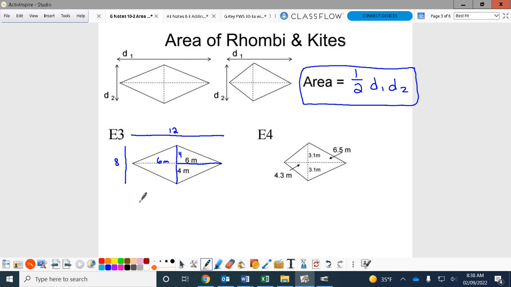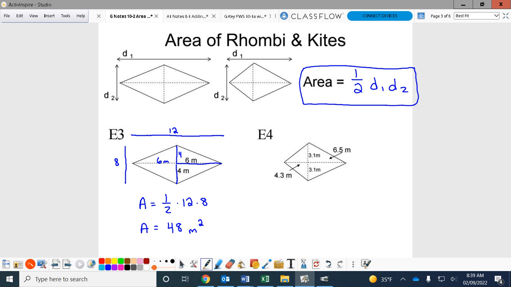Area equals 1/2 times diagonal 1 times diagonal 2. It makes no difference which one comes first. None whatsoever. Okay, do the math. What's that give you? 48. And that would be meters squared. 48 meters squared. Yeah, because half of 12 is 6. That makes sense.